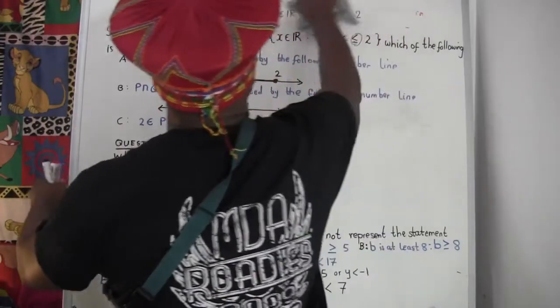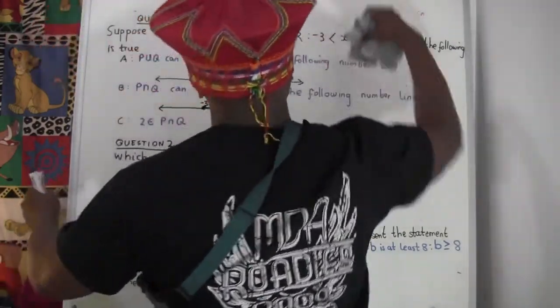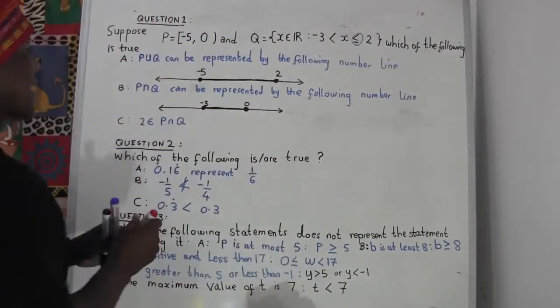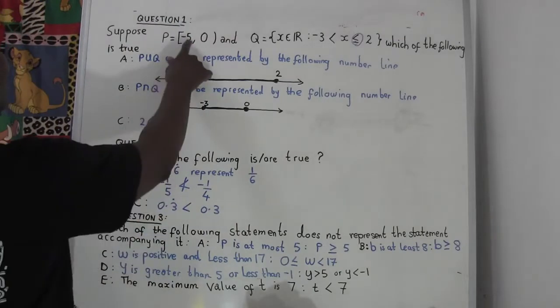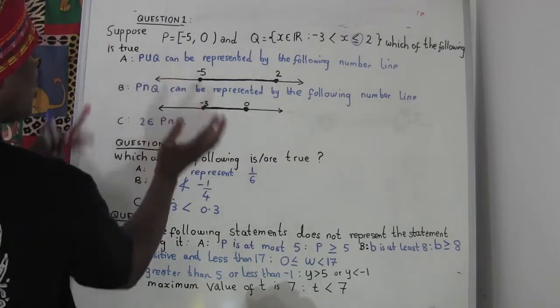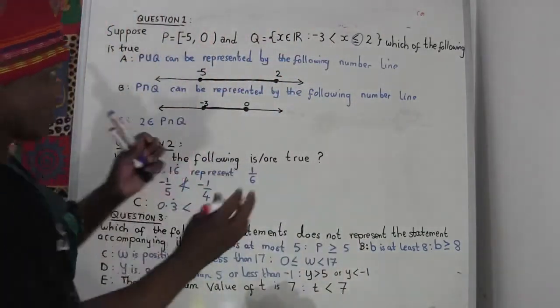Let me show you how to present your number line. It's very easy. I'm going to use another color so you can understand. P union Q means you put them together. Let me start with the first one, drawing them separately and then putting them together.